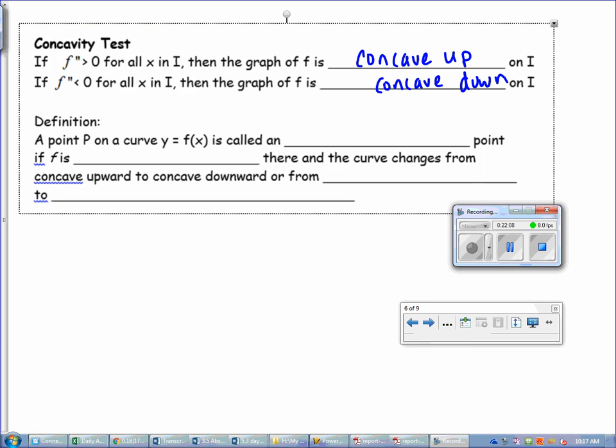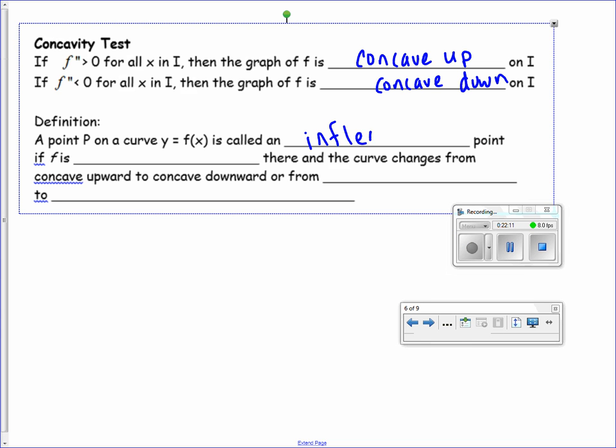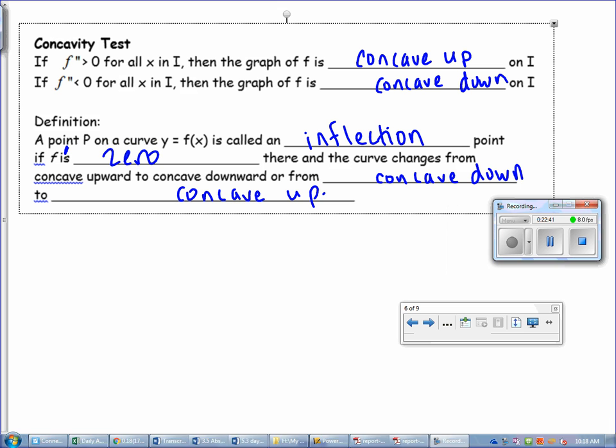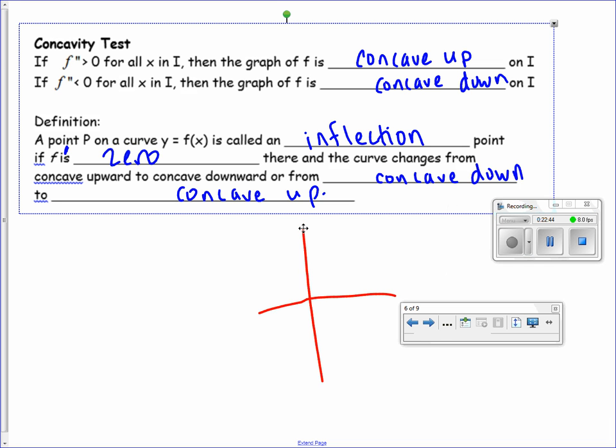Okay, so a point P is called an inflection point if, this should say f prime, the derivative has to be 0, and the curve has to change from concave up to concave down, or vice versa, from concave down to concave up. I'm going to sketch just a quick example. It's like the one we saw previously. This is an example of an inflection point.